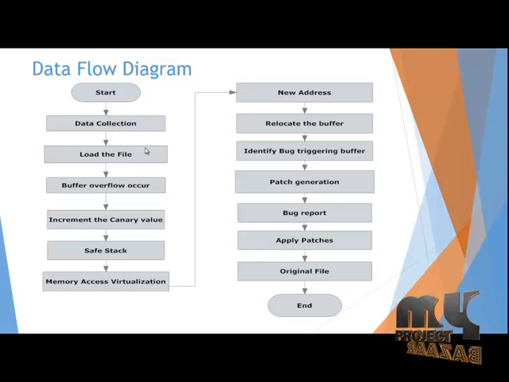In the SafeStack system, the main key technique is memory access virtualization. Using this technique, we calculate the new address, and next we relocate the buffer into the new address using memory access virtualization, and identify the bug triggering buffer using the canary value. Next is patch generation for the bug triggering buffer. In the patch generation page, we report the bug for the bug triggering buffer and apply patches for it. Finally, we get the original file after applying patches to the vulnerabilities, and we stop the process.